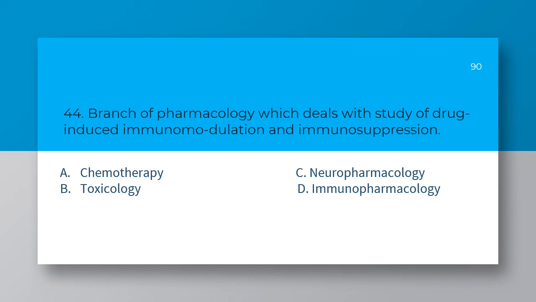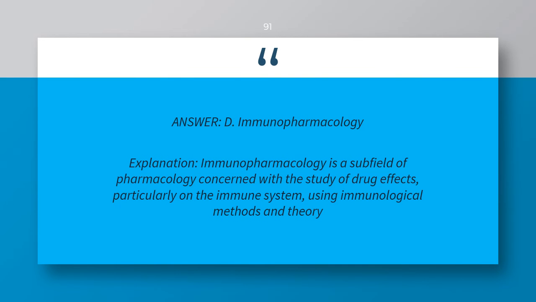Number 44. Branch of pharmacology which deals with the study of drug-induced immunomodulation and immunosuppression. Answer is D. Immunopharmacology. Immunopharmacology is a subfield of pharmacology concerned with the effects of drug effects, particularly on the immune system, using immunological methods and theory.